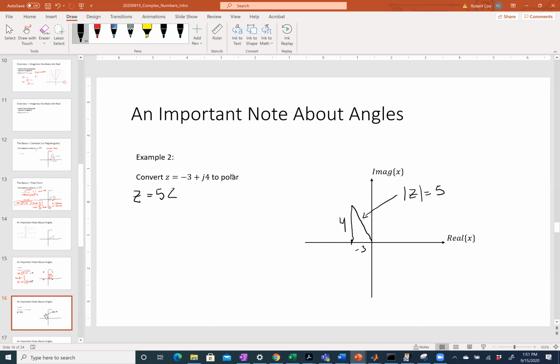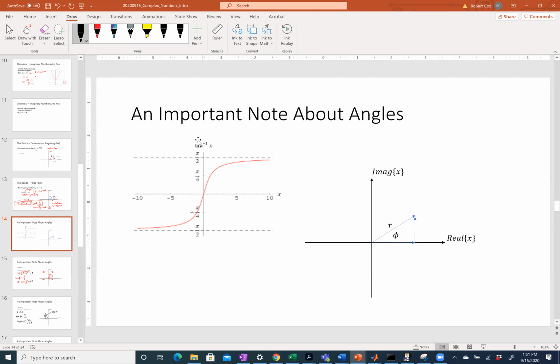Do the inverse tangent of 4 divided by negative 3 and add 180 degrees. Yeah, do the inverse tangent. Just to write this out, phi equals inverse tangent of 4 over negative 3. If I look at that, this is not the right answer. He just said add 180 degrees, and that's right. We've got a little bit of an issue here.